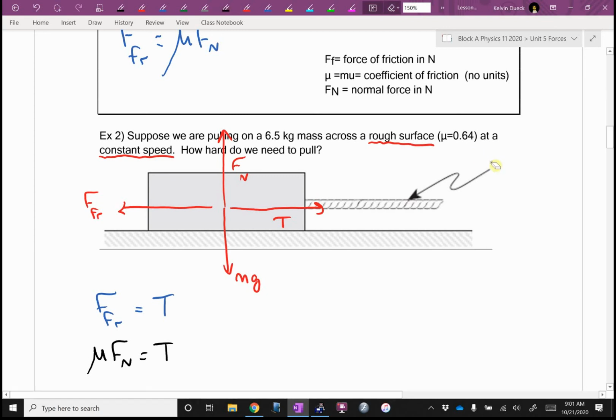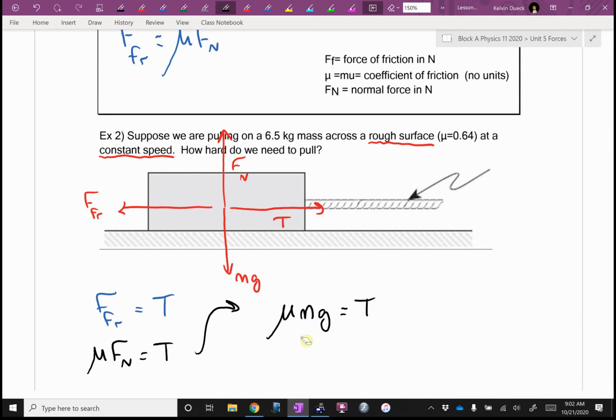What's mu? I don't know. What's mu? 0.64. I don't know the normal force. Oh, but look. I know another force that has to be the same size as the normal force. Which force has to be exactly the same size as the normal force? So I can say mu mg is the same size as tension. By the way, if you haven't noticed, we've cranked things up a level of difficulty because now we're doing multi-step substitutions and some deep thinking here.